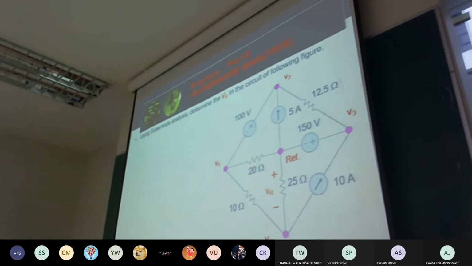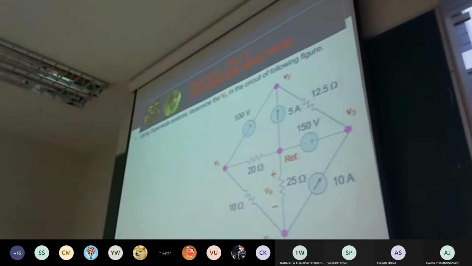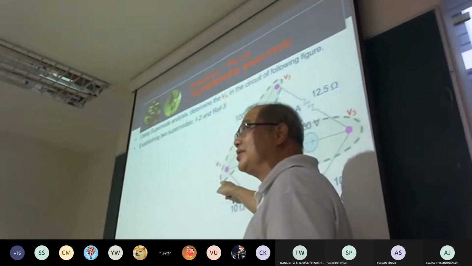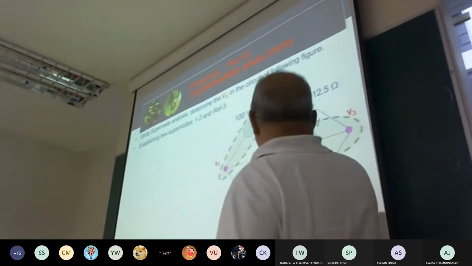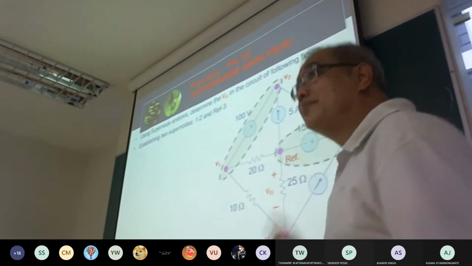How many voltages do we have? How many? 2. How many supernodes can we have? 2, right? Yeah. Which supernode must you take? Extract the supernode. The first one is here, right? It covers node 1 and node 2. The second one is between the reference and node 3, right?